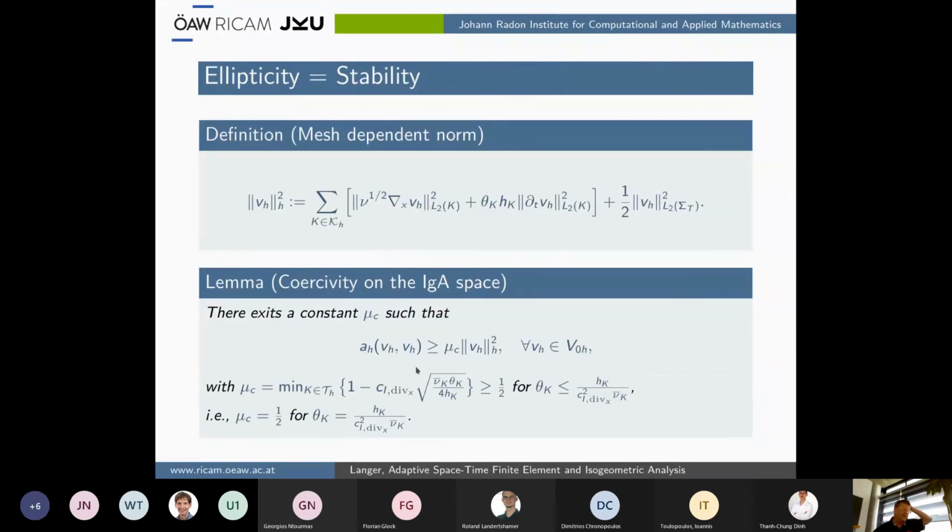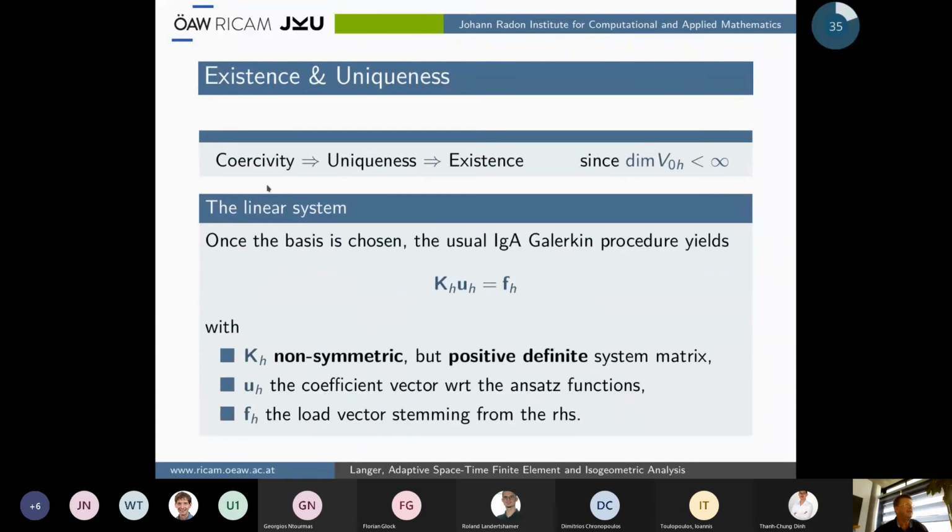And what you can do, first we show, playing with the upwind parameter theta_K, we can show that this bilinear form is uniformly positive for all test functions with respect to this discrete norm. This is the normal energy part of the norm, and we have this upwind part. This is necessary, otherwise you cannot prove this. So if you have this, you can easily show that the solution must be unique. Coercivity means you have a unique solution.